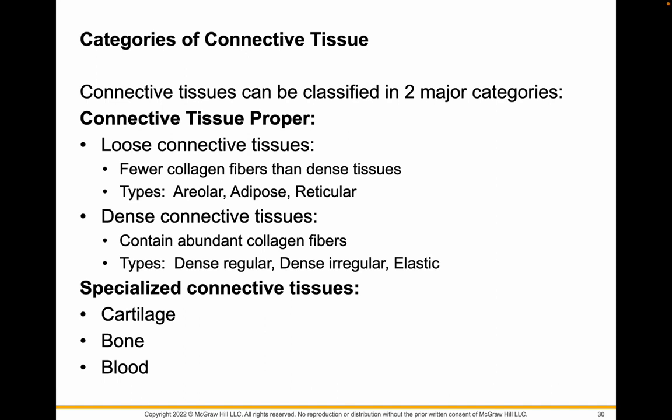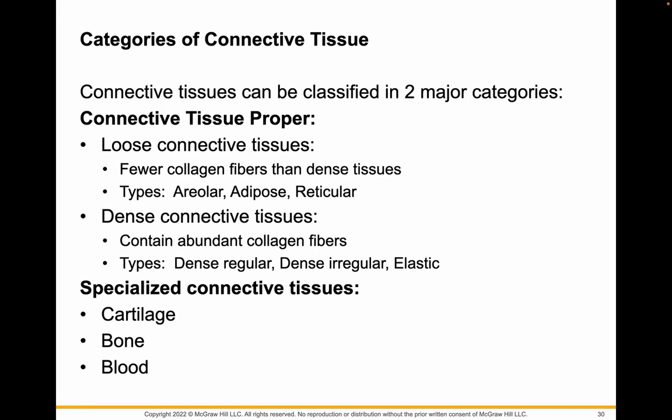Okay, so we said there are 2 categories: connective tissue proper, and then the specialized. Look at the specialized first. You've heard of cartilage, you've heard of bone, you've heard of blood. Those are easy to understand. They're specialized connective tissues, and because they're so special, they're just called by name, and we've learned them. The other ones, the proper ones, are loose and dense.